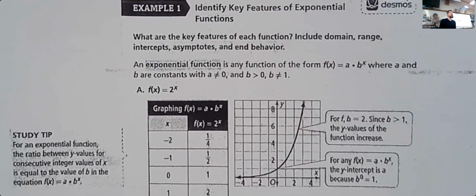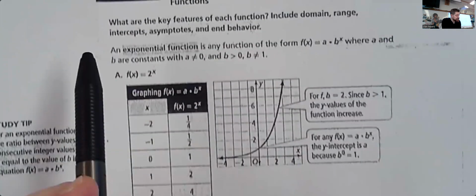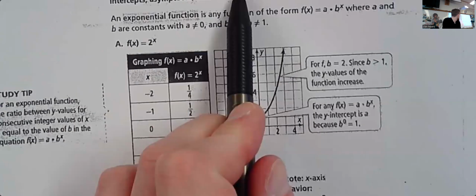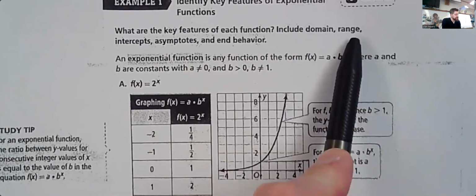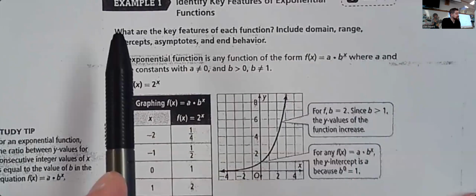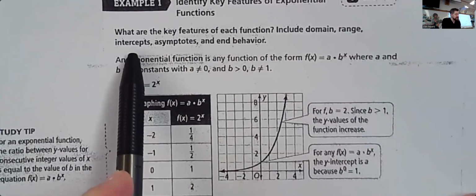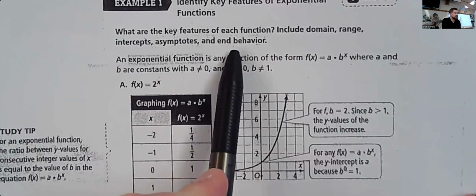Now, just like with polynomials, the values that are within the particular functions tell you things about the functions, whether or not you actually know the numbers. And then if you know the numbers, you know even more. So it says right here, what are the key features of each function? Include the domain, possible values of x, include the range, possible values of y, any intercepts, x or y intercepts, any potential asymptotes, and the end behavior. What's it doing at each end?